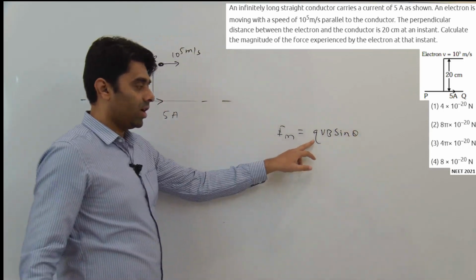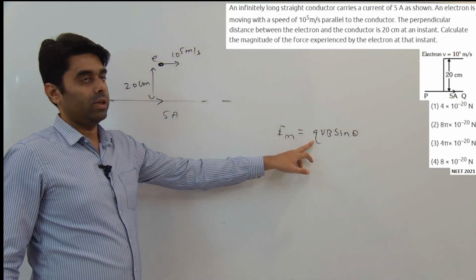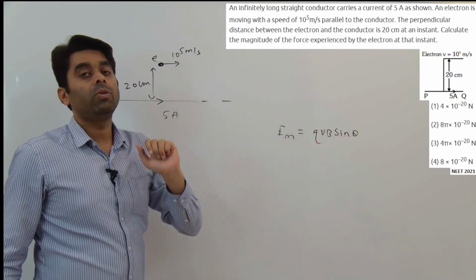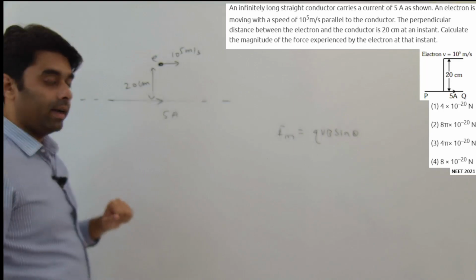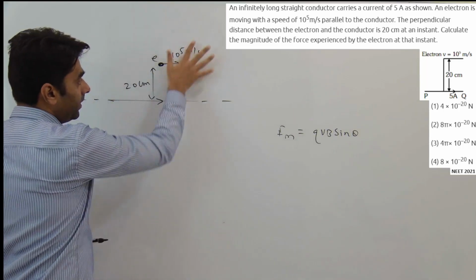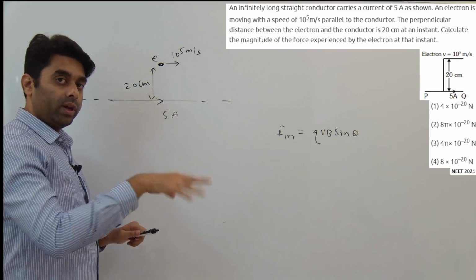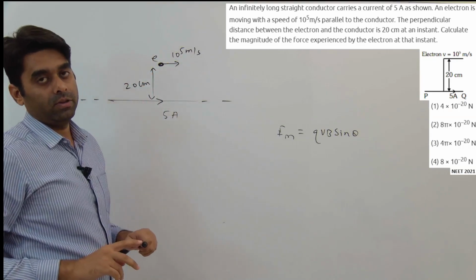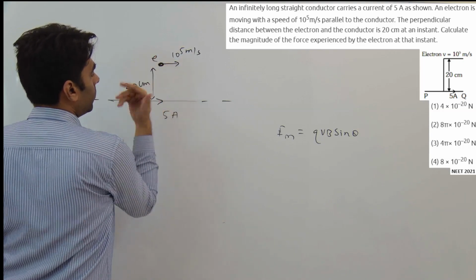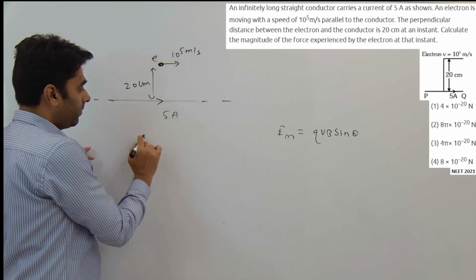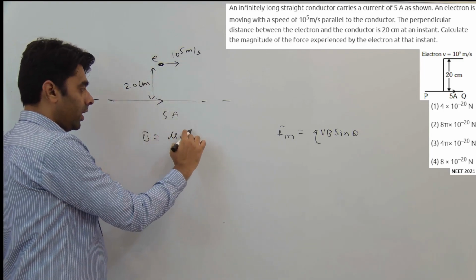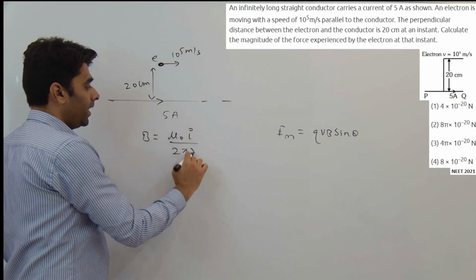Do we know the charge on the particle? Yes, it's an electron, we know it. Do we know the velocity? Yes, we know it. Magnetic field, we don't know the magnetic field. From where is the magnetic field coming? This current carrying wire will produce magnetic field in its surrounding, and due to that magnetic field, this electron will experience the force. So how much is the magnetic field? If we see, magnetic field will be in outward direction, and magnitude of magnetic field due to a long wire is given as mu naught I by 2 pi r.